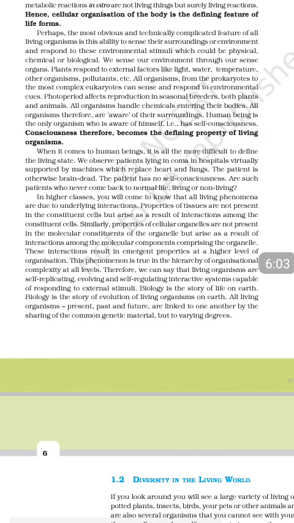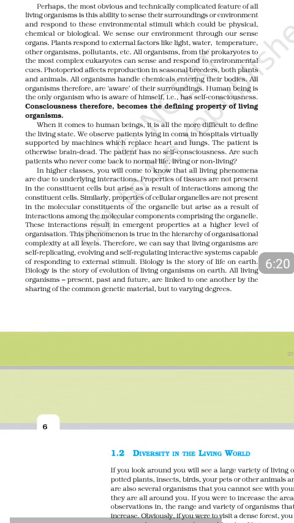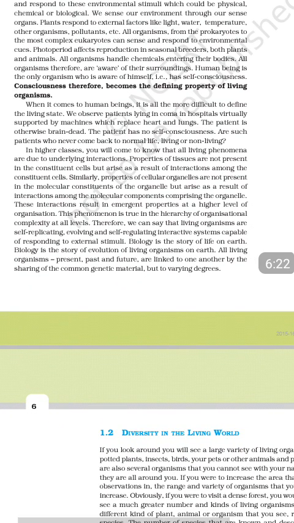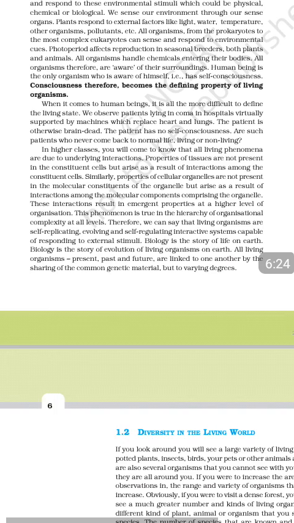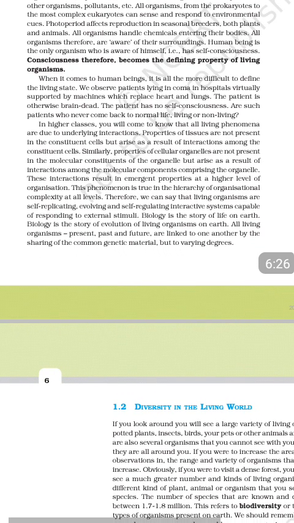Photoperiod affects reproduction in seasonal breeders, both plants and animals. All organisms handle chemicals entering their bodies. All organisms therefore are aware of their surroundings. Human being is the only organism who is aware of himself, that is, has self-consciousness. Therefore, consciousness becomes the defining property of living organisms.